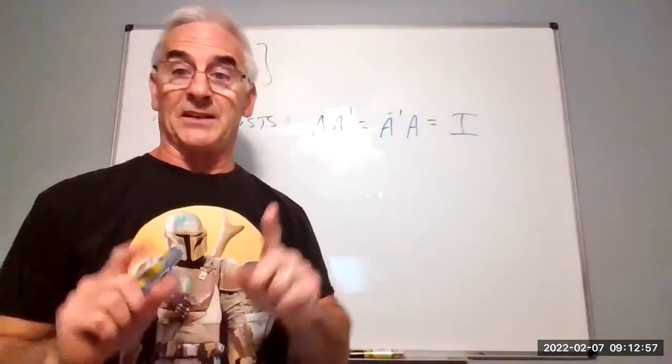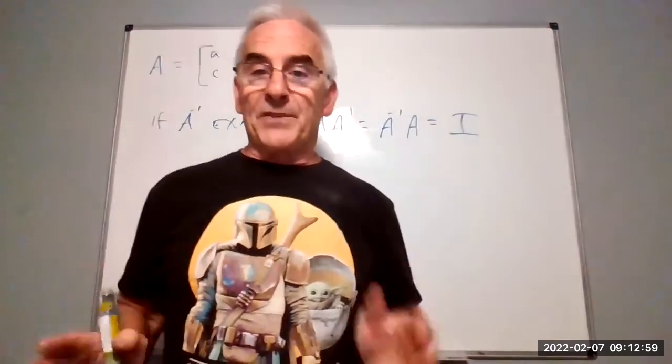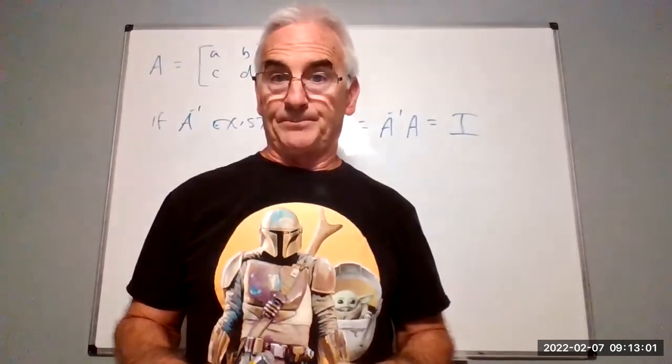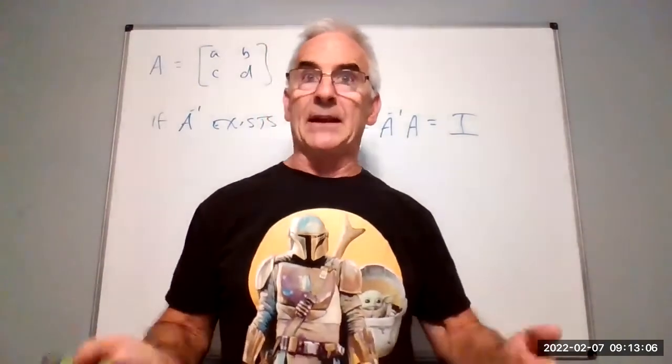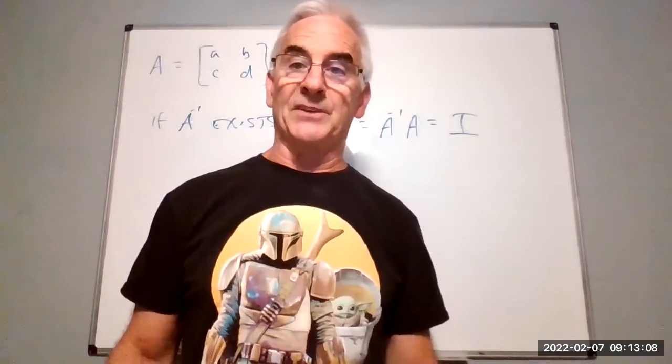How do I know when it exists? There's a whole set of things we call the equivalent conditions. Think of a system of equations. Is there any guarantee that the system of equations has a unique solution?